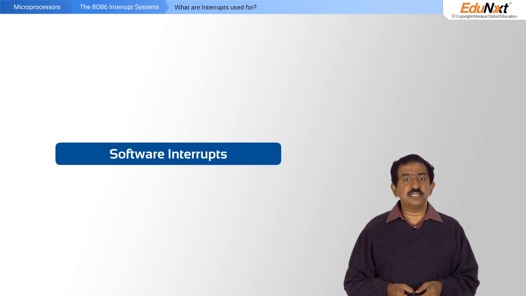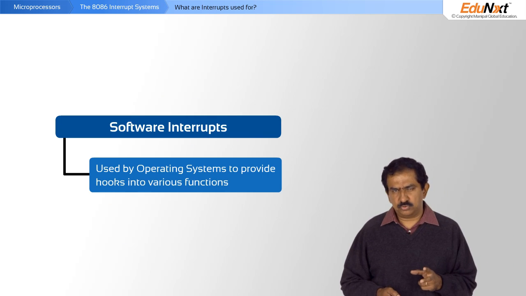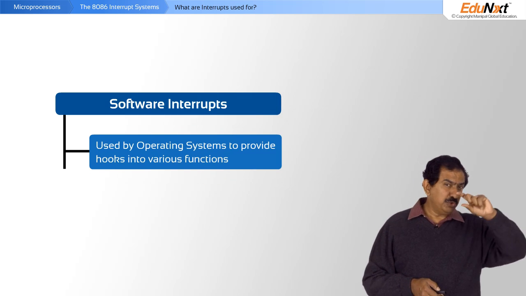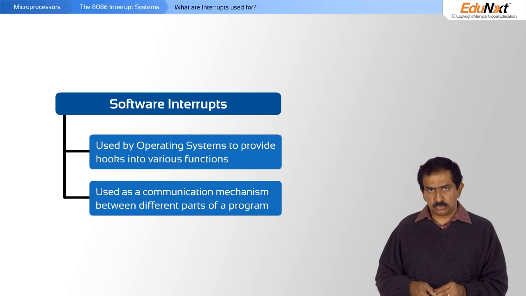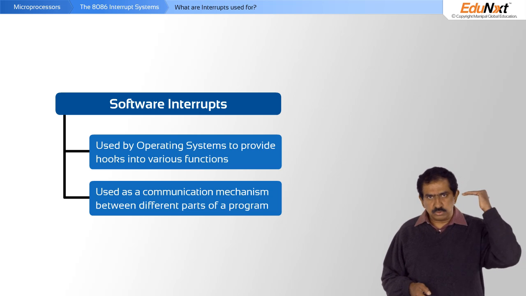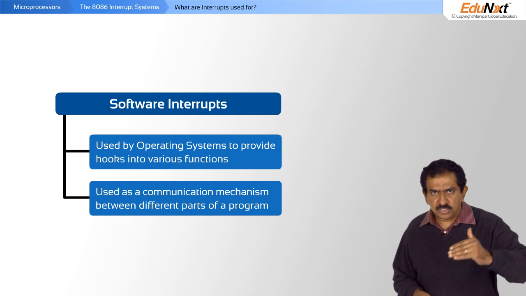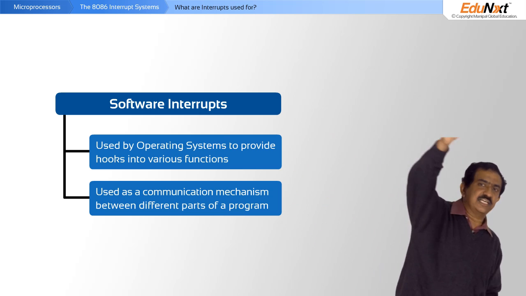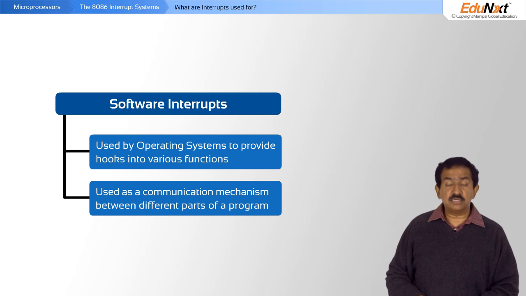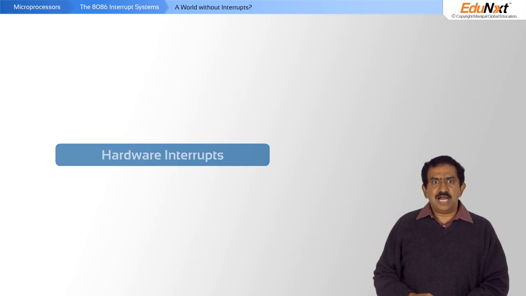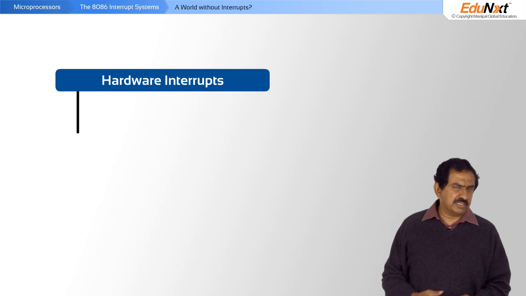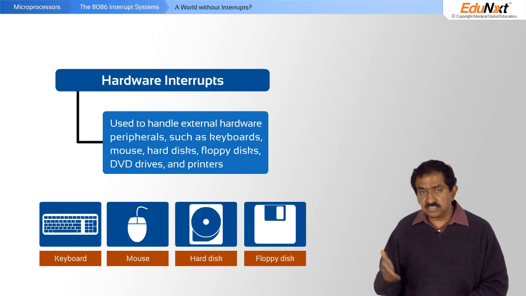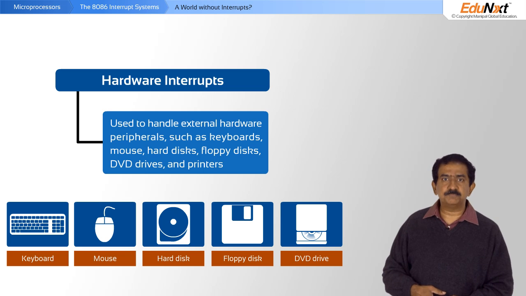Software interrupts are primarily used by operating systems. So if you wrote a disk operating system, Windows, etc., they would use software interrupts. They could be used as a communication mechanism between two parts of a program. During one part of the program, you execute a software interrupt, and the software interrupt service routine does something in memory which the second part of the program can read from later on. Hardware interrupts are external, they really come from external devices, keyboards, mouse, hard disks, floppy disks, DVD drives, and so on and so forth.